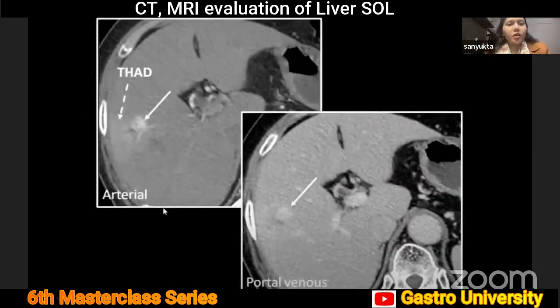Another very common pseudo lesion is the THAD, or we also call it THID. What are these? These are basically perfusion abnormalities. Whenever a lesion is very hypervascular, or whenever there is a perfusion abnormality, for example, in a cirrhotic liver or in a Budd-Chiari liver, the surrounding liver also shows a wedge-shaped, sharply demarcated area, which disappears on the later phases, on the portal venous phase.